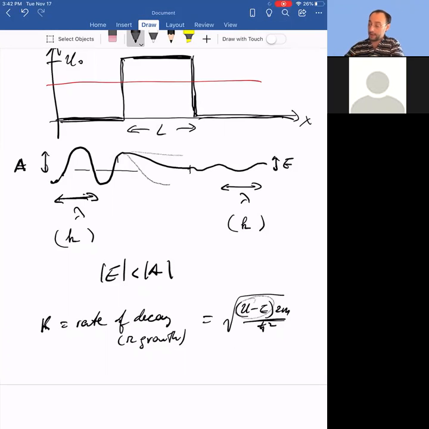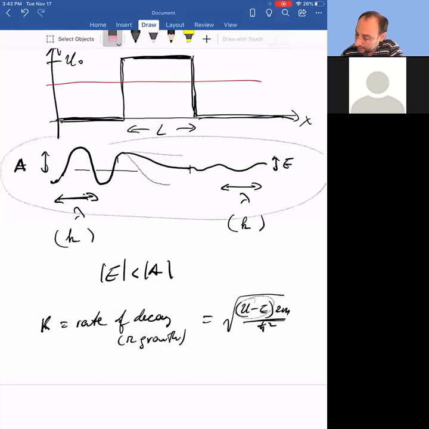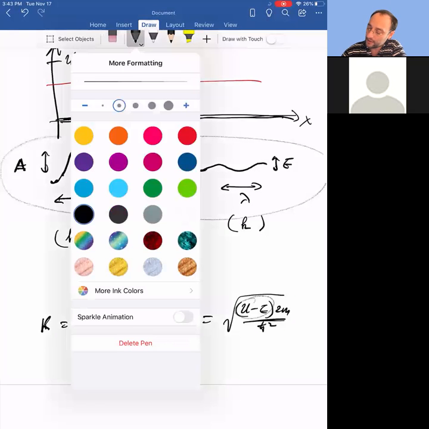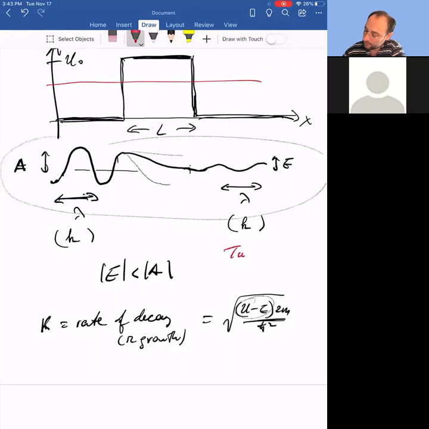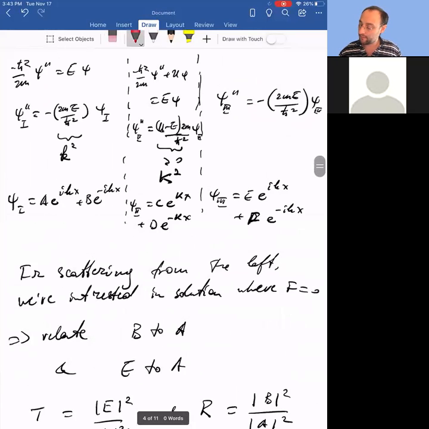Long story short, you get a situation that looks like this. There's still going to be some amplitude left. And this process is called tunneling. Let me make this a little bit prettier. Something like this, right? So generally, something like this. This process is called tunneling. Poetically, people say particles go through walls. And I guess they're thinking of something like this, right?